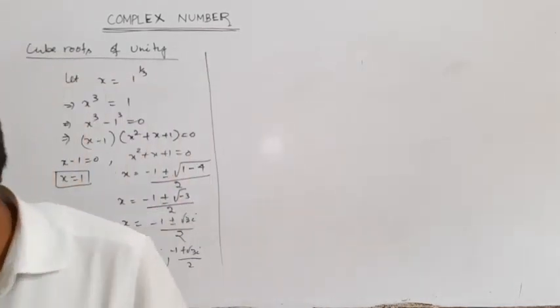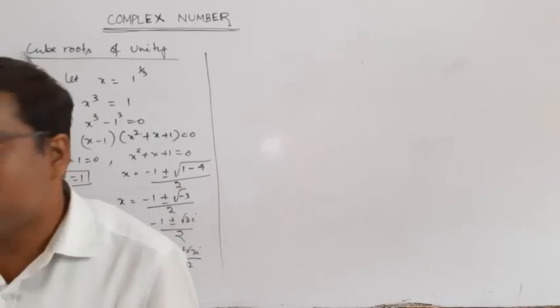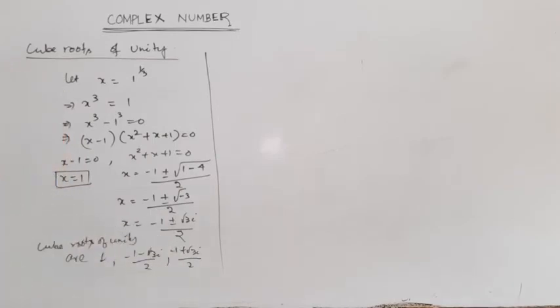What are the properties? The property is: each imaginary cube root of unity is the square of the other. Each imaginary cube root of unity is the square of the other.